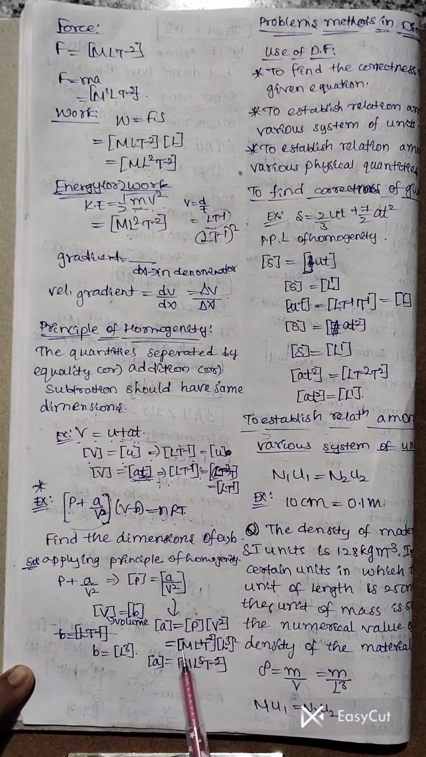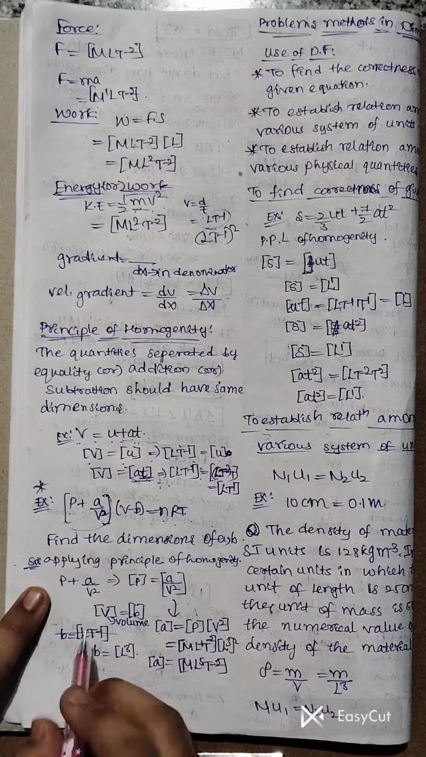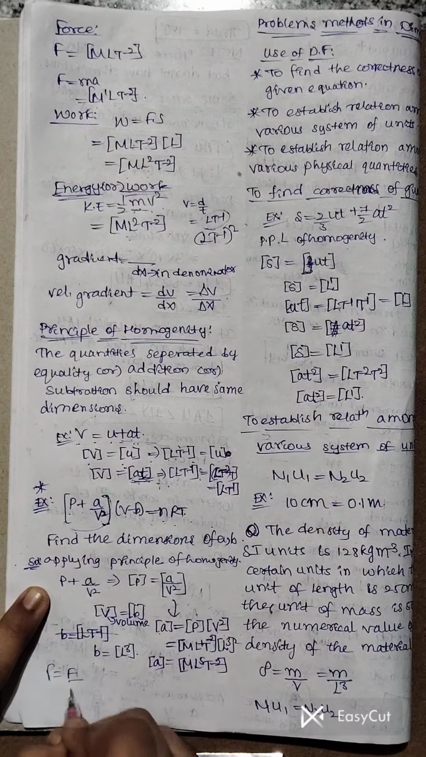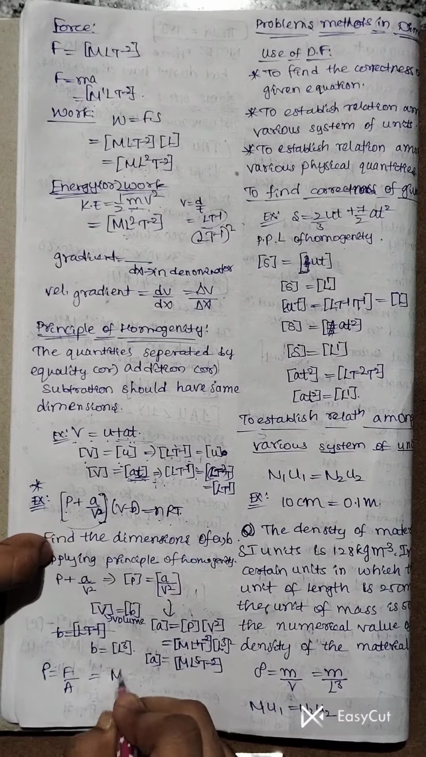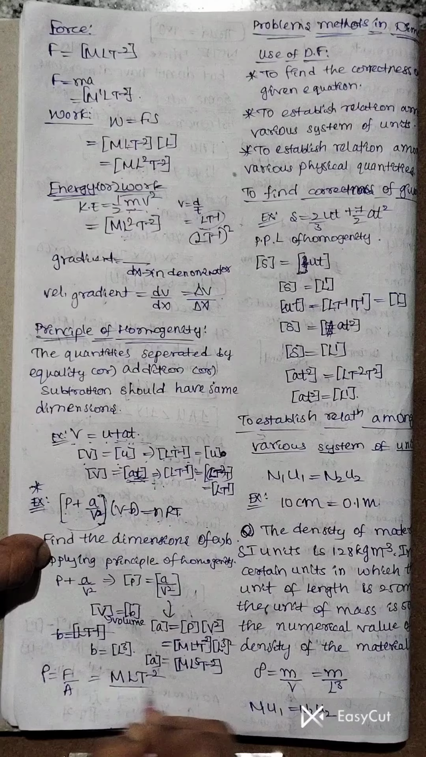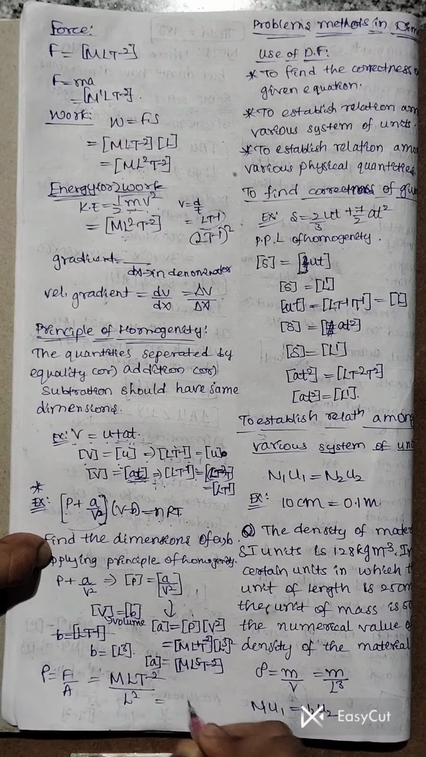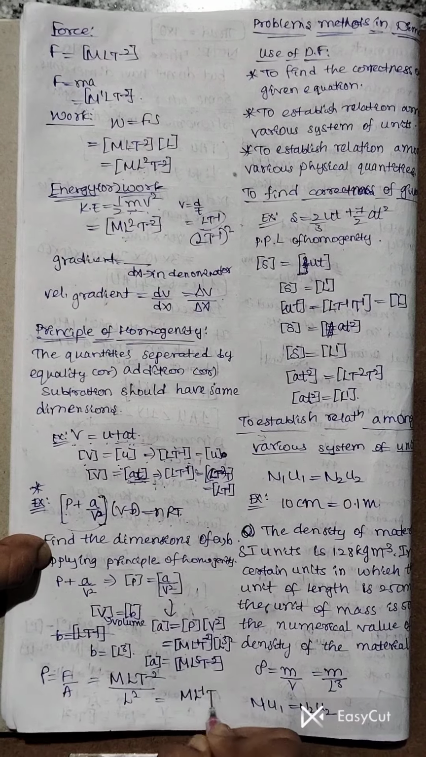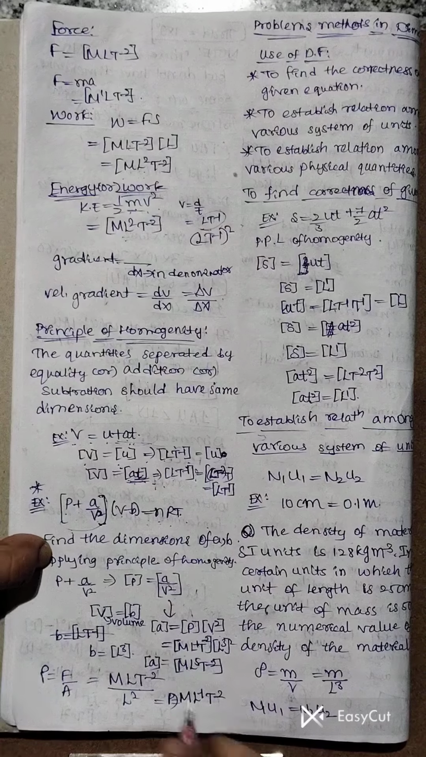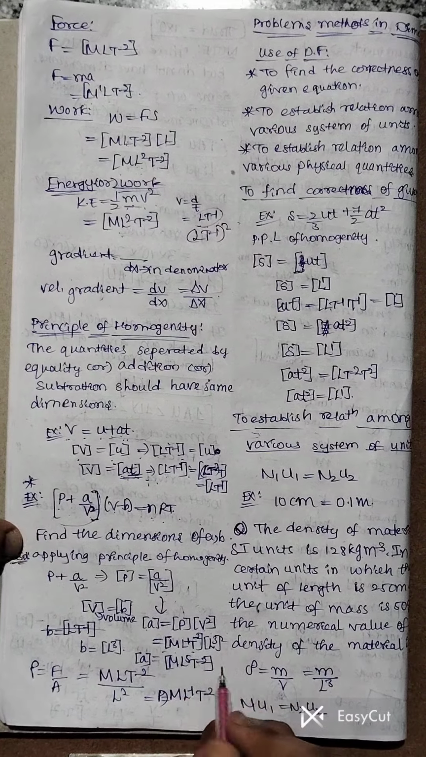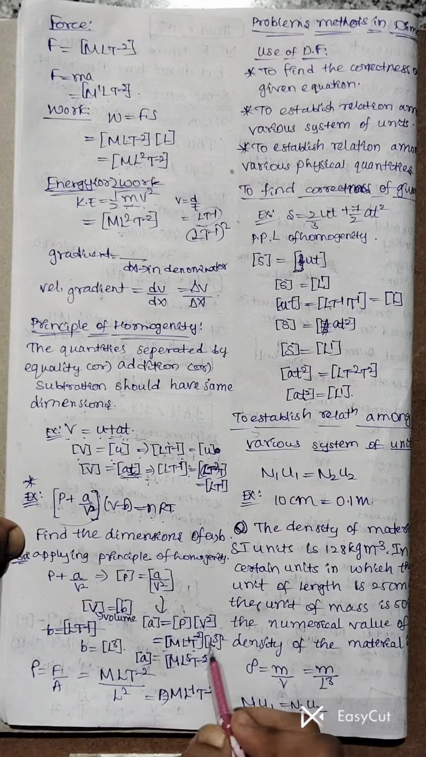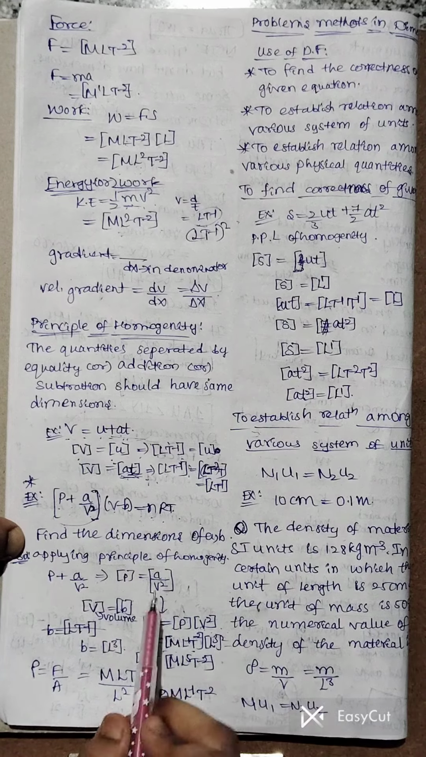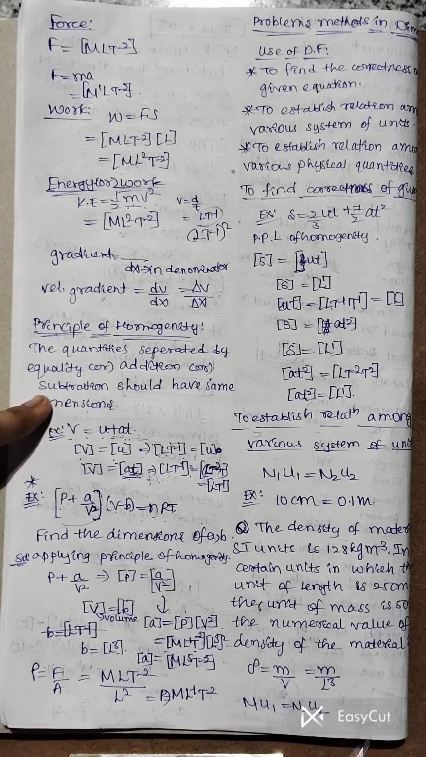So what is the dimensional formula for pressure? We know that pressure is equal to force by area. As we know that the dimensional formula for force is M L T power minus 2, and for area it is L square. So M L power minus 1 T power minus 2. This is the dimensional formula for pressure. And for volume it is L cube whole square. In that way you get the dimensional formula for a.